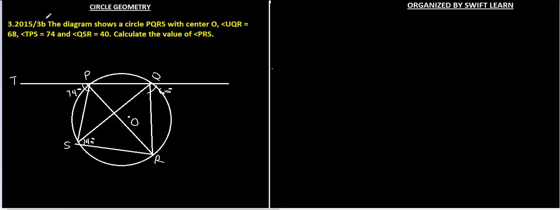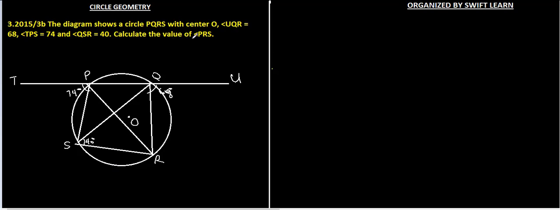Alright, so our third question is 2015 question 3b, a theory question. The diagram shows a circle PQRS with a center O. UQR is 68 degrees. Where is UQR? Okay, here is U actually. UQR. So this is 68 degrees. TPS is 74 degrees. QSR is 40 degrees. Calculate the value of PRS.